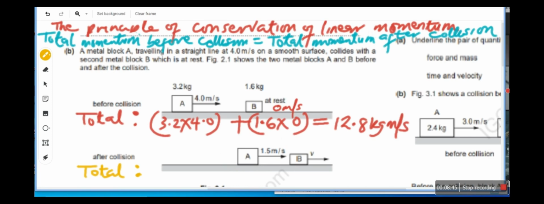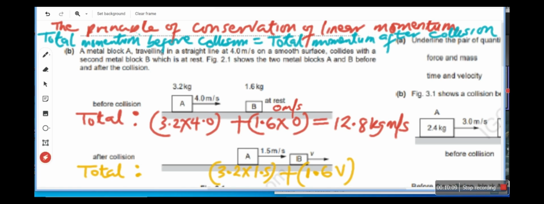What's the momentum of A? You will write 3.2, that's the mass, times 1.5. Okay, that is for A, plus the momentum of B. What's the momentum of B? Times what? The momentum of B is 1.6 V.